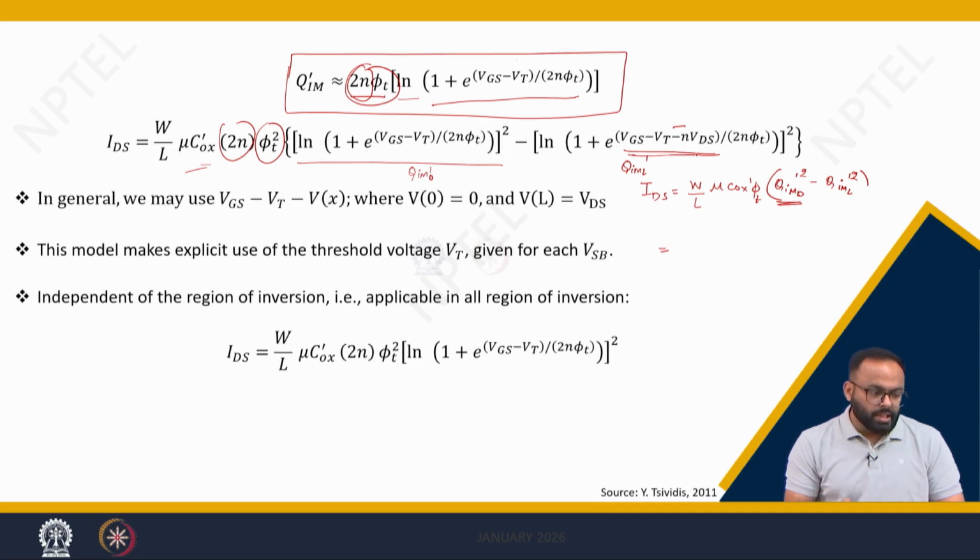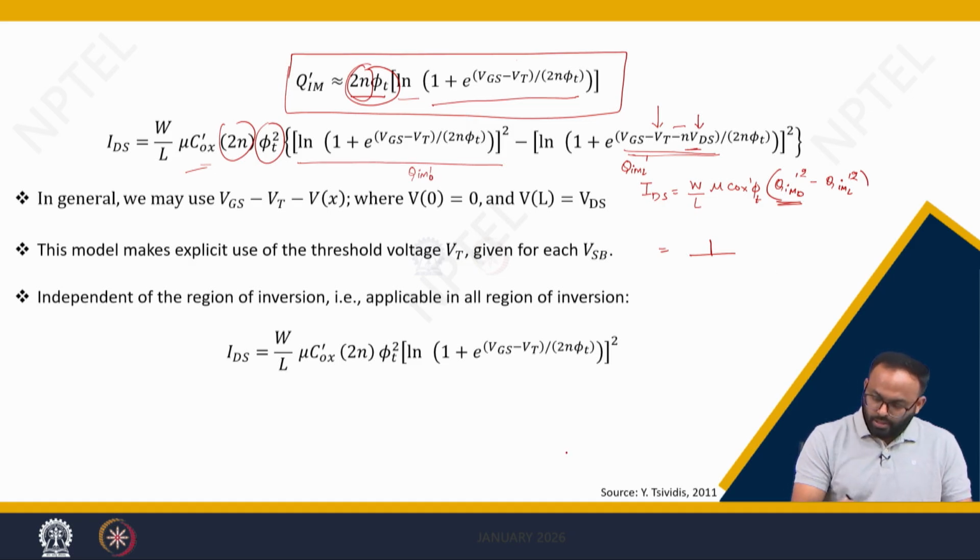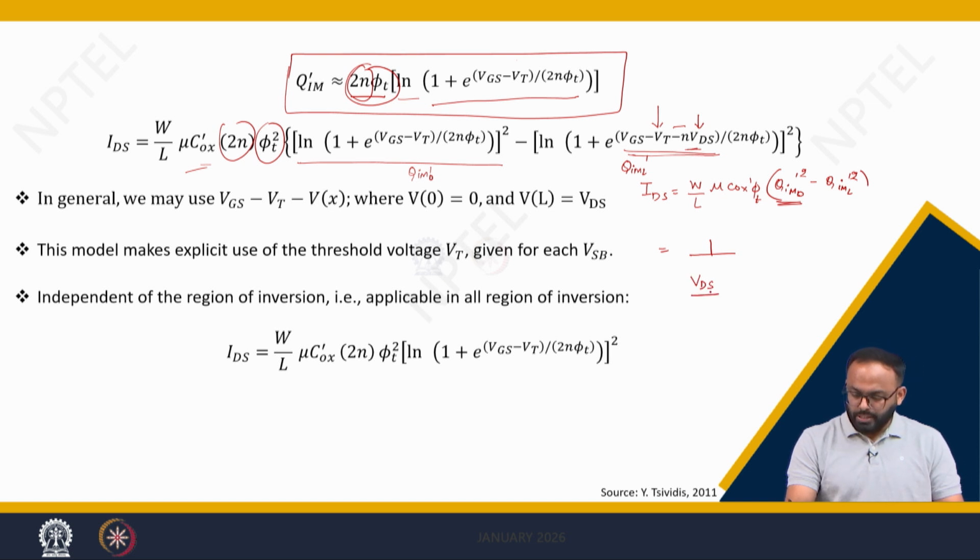This shows that the factor n Vds decreases when you increase Vds, and hence the gate should be applied n times higher to compensate this effect. That is why this n times Vds comes into the picture. Now what will happen when you increase this Vds?